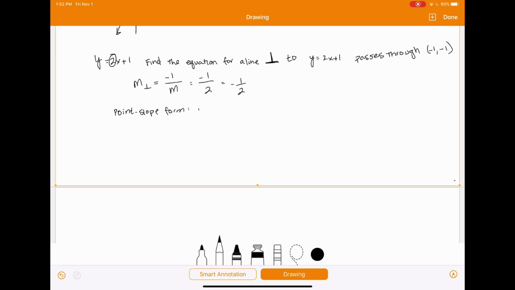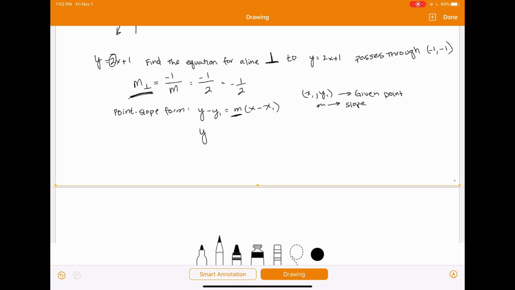So point slope form is going to be y minus y1 equals m times x minus x1, where again, x1, y1 is your given point, and m is again your slope. Now in this case, our m is going to be our perpendicular slope that we found, because we're finding the equation for that perpendicular line. So we can go ahead and just plug stuff into this equation now.